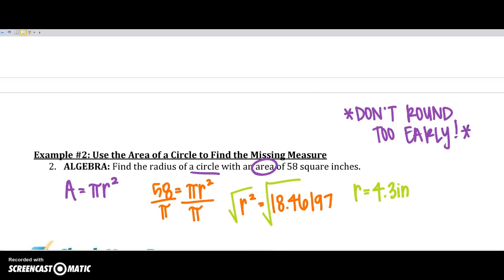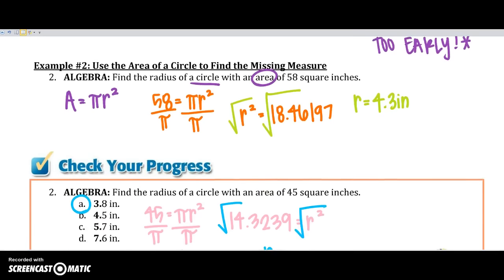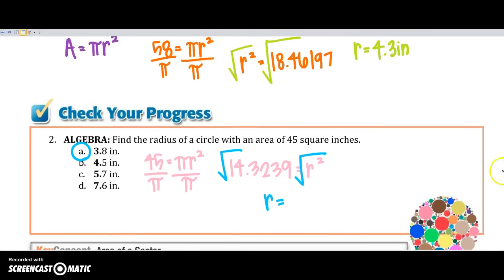All right, stop this video and do your checkpoint number 2. And here is the check. We get A, answer A.